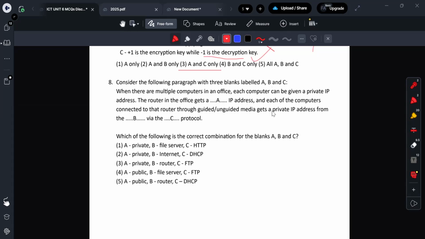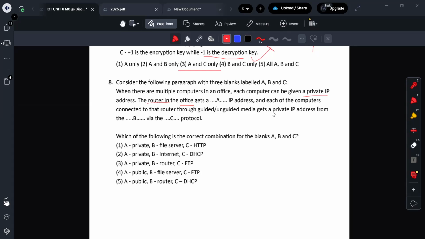All right. So now they are asking about network IP addressing. When there are multiple computers in an office, each computer can be given a private IP address. The router in the office gets a dash IP address. And each of the computers connected to the router through guided or unguided media gets a private address from dash via the dash protocol, right? So in an office or home setup, the router acts as what? The gateway to the internet, right?